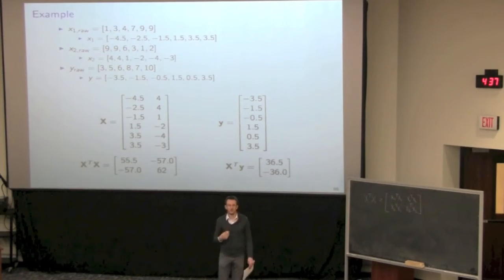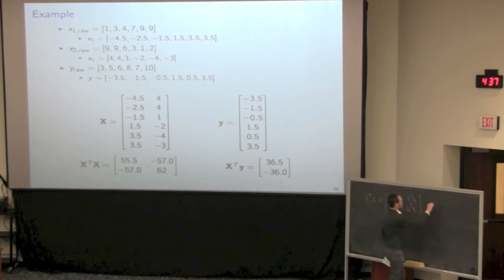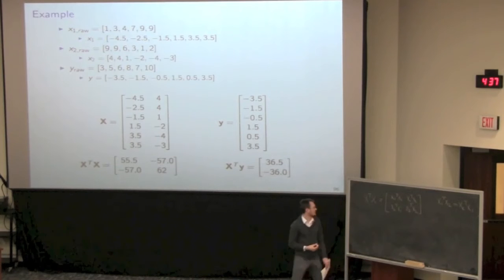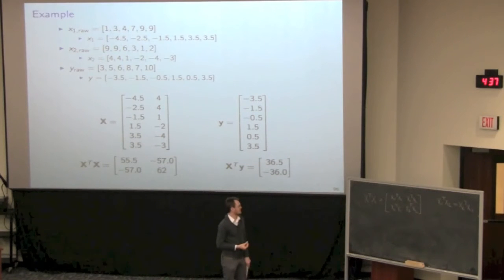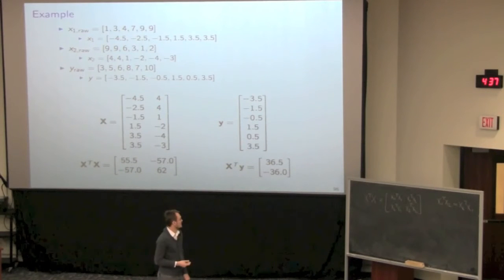Now we know from our knowledge of the dot product that these off diagonals are going to be the same. So x1 transpose x2 is the same as x2 transpose x1, because multiplication is commutative, so the order doesn't matter. So all the entries we can calculate, and that matrix will end up being a real symmetric matrix.